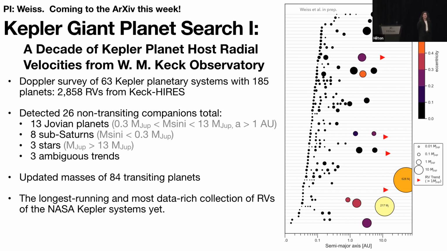Questions? Hey, Lauren, awesome talk. So I see that there are 4 trends, it looks like in that plot, or maybe 3 ambiguous ones. So do you have any hope or plans of using direct imaging or astrometry in order to narrow down what those could be, whether planetary or brown dwarf or stellar?